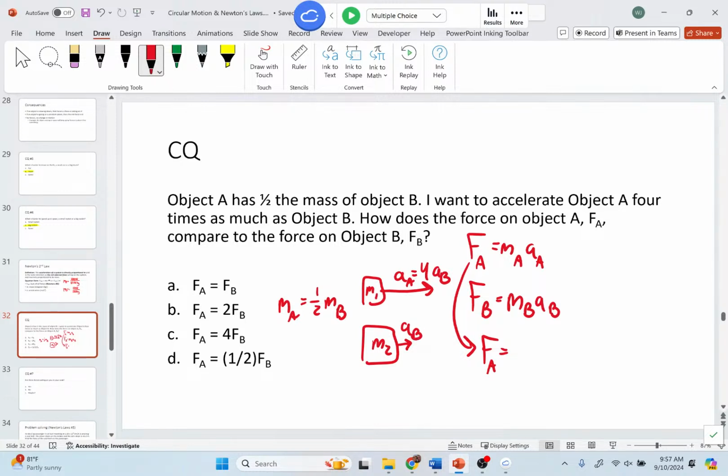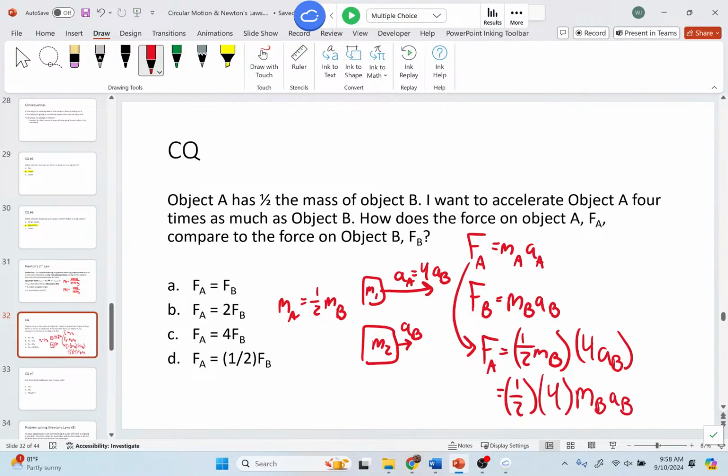So MA is 1/2 MB. Great, that's my first substitution made. AA is 4AB. All I did is swap them in. Why did I do this? You pull out all the numbers, you pull out the half, you pull out the 4, and you're left with MB AB. Well, you know what that is? That is FB. Ta-da.